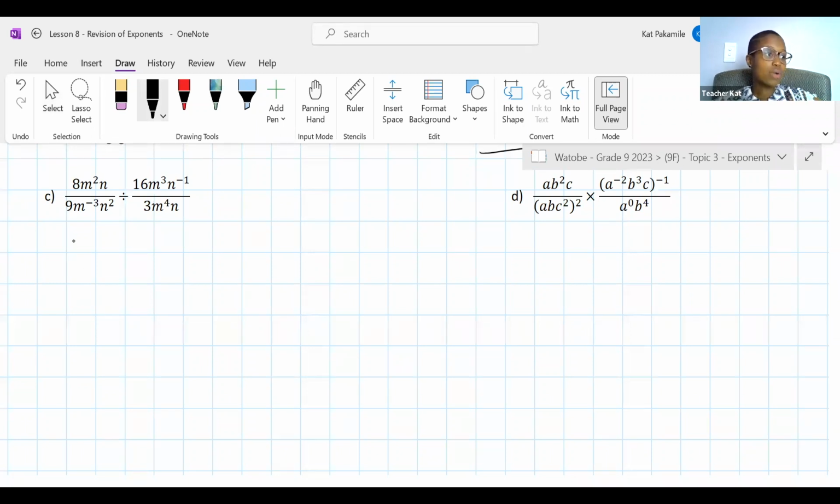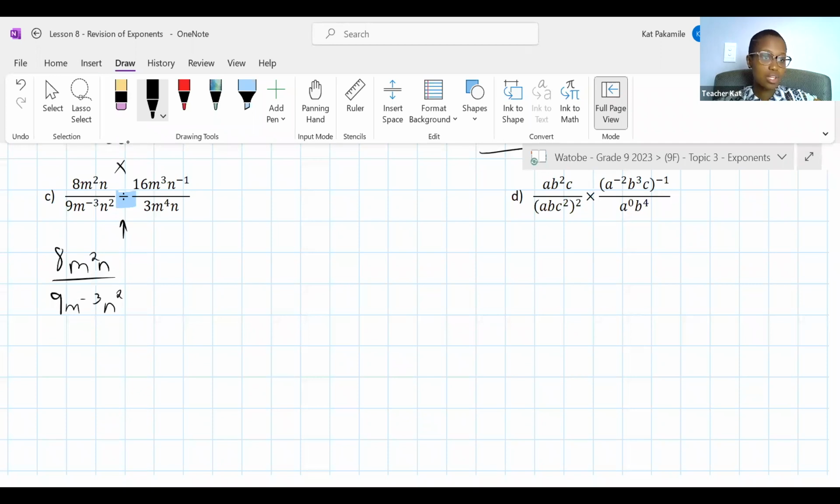Okay. So in C, we have something divided by something, and they're both fractions. And okay, I know I'm doing them, but I need you guys to help me. In the chat, I'm watching the chat, okay? Here we have a divide. The easiest way to deal with this is to change that to a multiply.